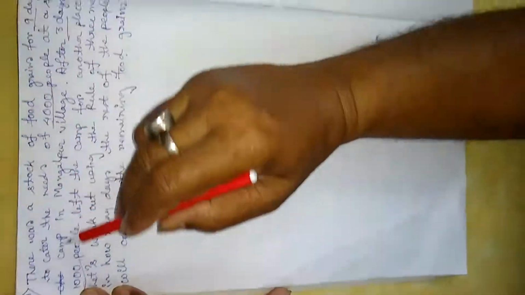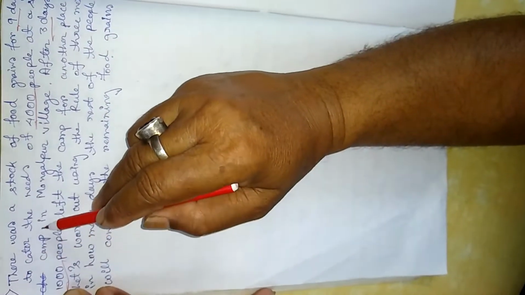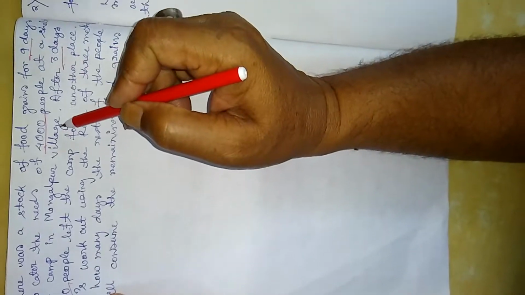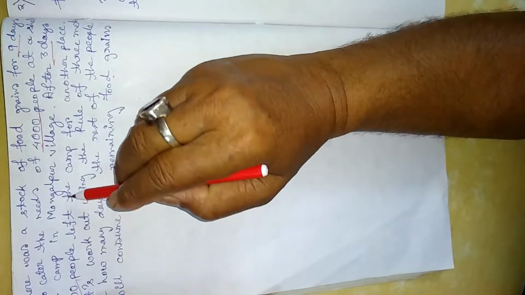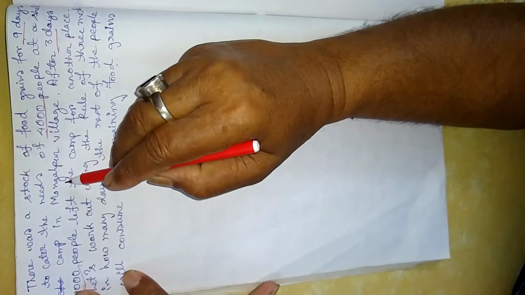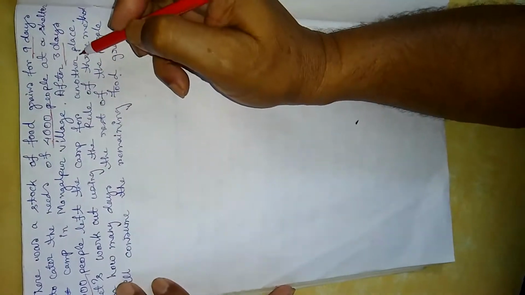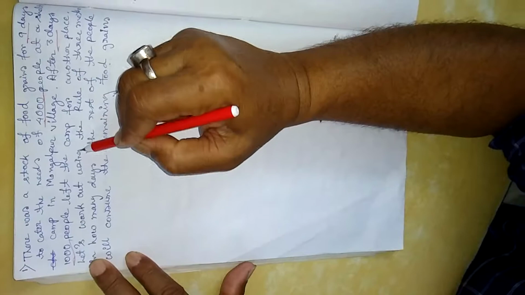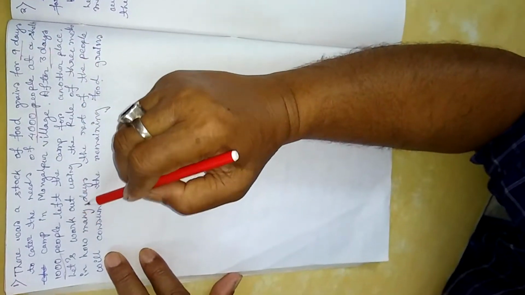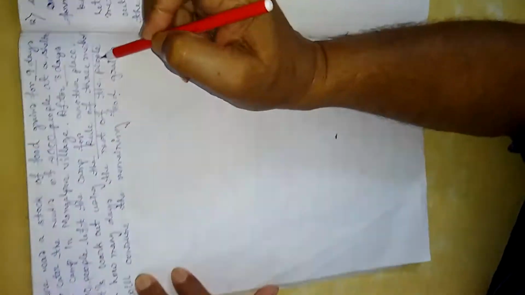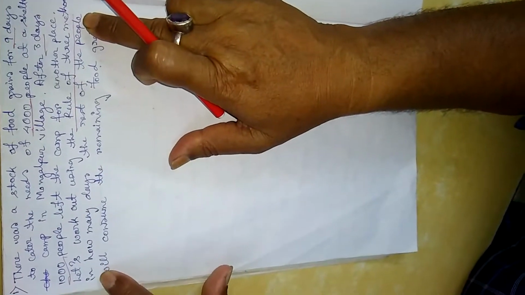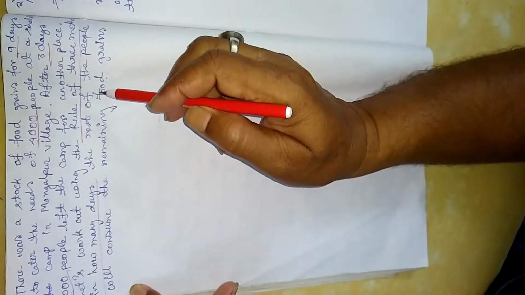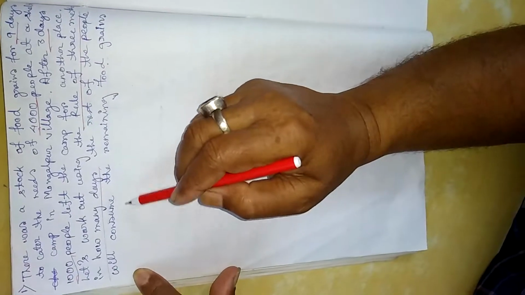There was a stock of food grains for 9 days to cater to 4,000 people at a shelter camp in Mogulpur village. After 3 days, 1,000 people left the camp for another place. Let's work it out using the rule of three method. That is the vital point. In how many days will the rest of the people consume the remaining food?